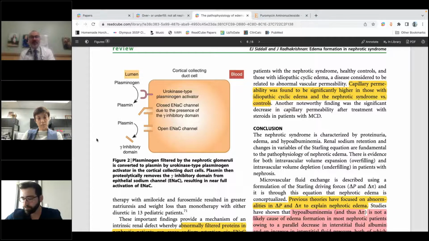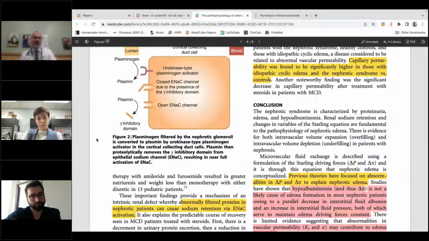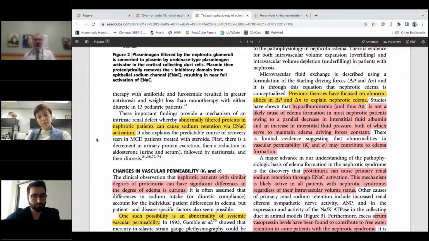So this is the overfill. This is what's been demonstrated, and this happens earlier than hypoalbuminemia in most patients with nephrotic edema. So the ENaC is really where we need to be focusing a lot of our attention in terms of how we might treat these patients.